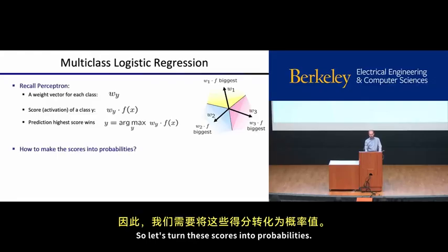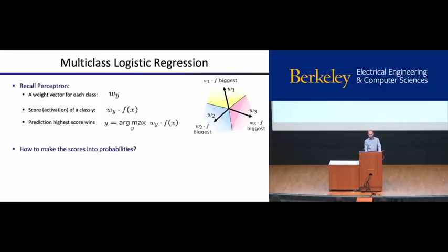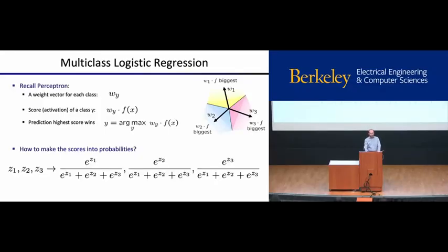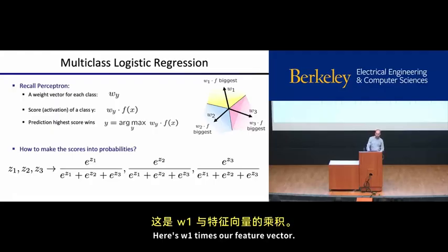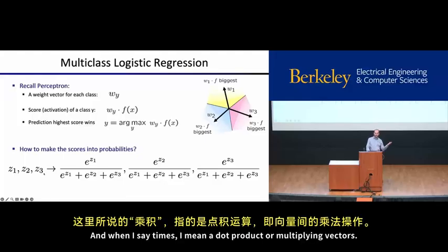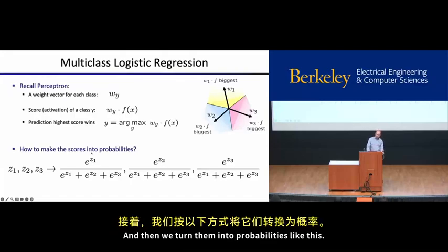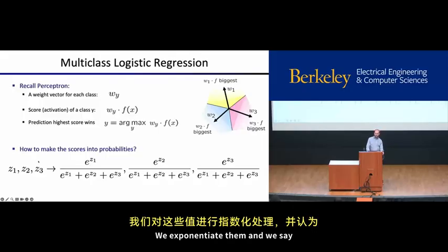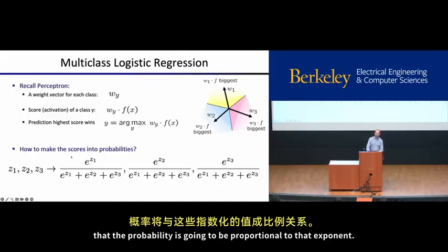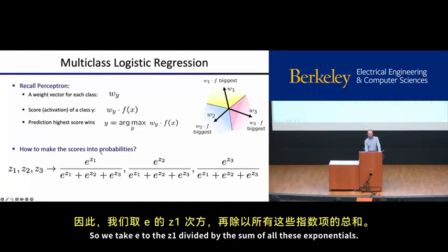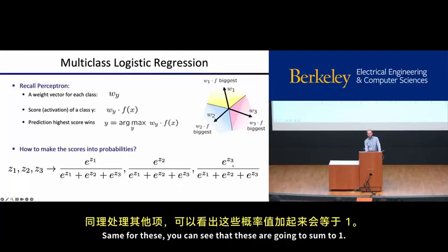So let's turn these scores into probabilities. Here are our scores. Here's W1 times our feature vector. Here's W2 times our feature vector. Here's W3 times our feature vector. And when I say times, I mean a dot product. We're multiplying vectors. And then we turn them into probabilities like this. We exponentiate them, and we say that the probability is going to be proportional to that exponent. So we take e to the z1 divided by the sum of all these exponentials. Same for these. You can see that these are going to sum to 1.